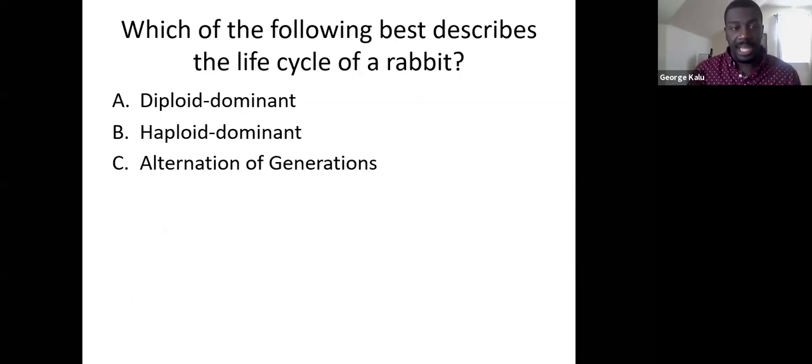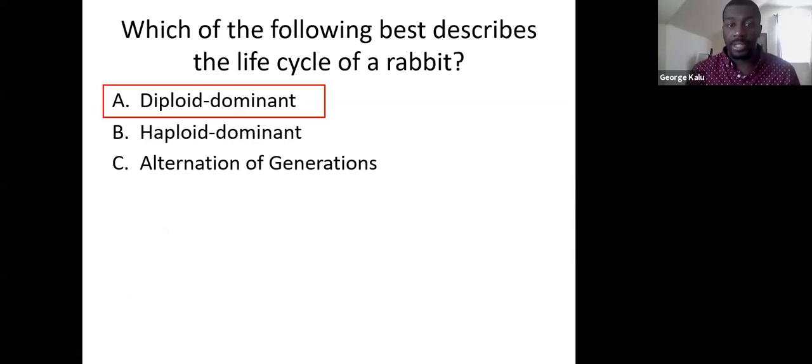I'm seeing A, so that would be exactly right, diploid dominant. Humans and most animals are going to be classified as diploid dominant organisms. They're going to spend the majority of their lifespan containing multicellular diploid cells. The majority of their cells are going to be diploid, having two sets of chromosomes. The only time you have one set of chromosomes is when you're forming the egg and the sperm. Exactly, beautiful. Next question.